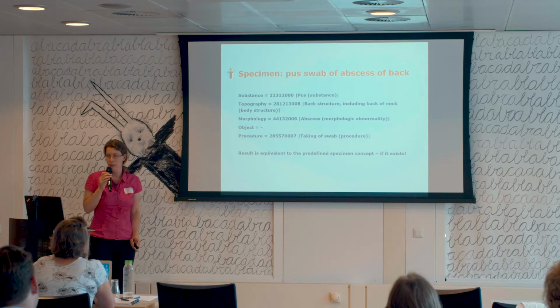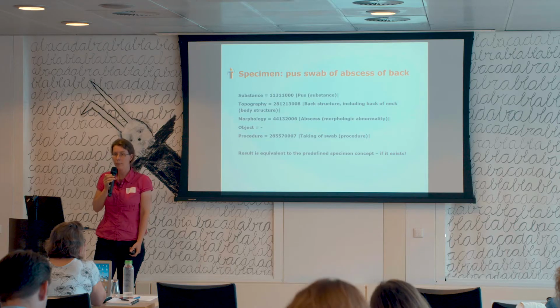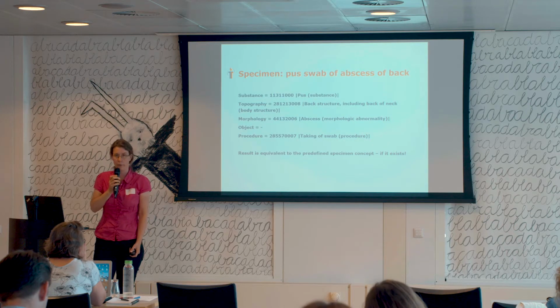So, for instance, if you want to register that you've got a pus specimen, there is a predefined concept in SNOMED for a pus specimen. There's probably a predefined concept for pus swab. There is not a predefined concept for a pus swab of an abscess of the back. It's just way too specific.